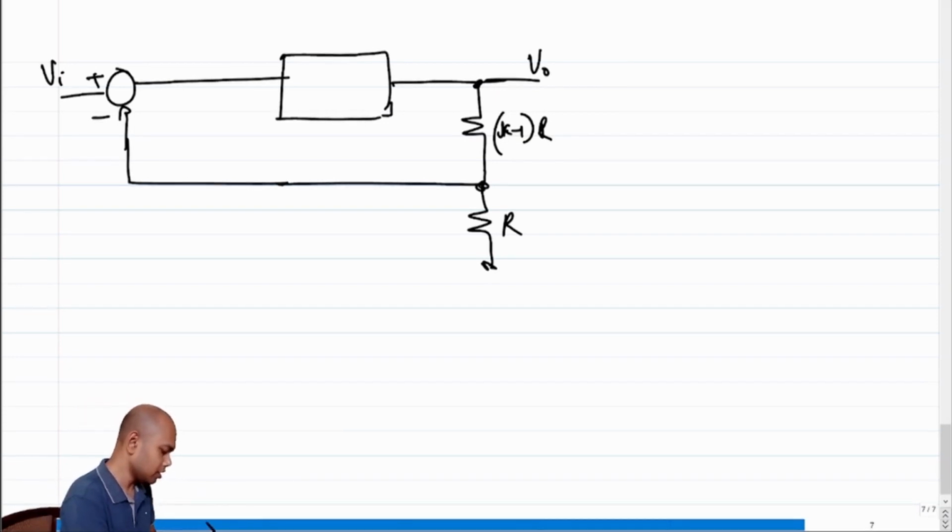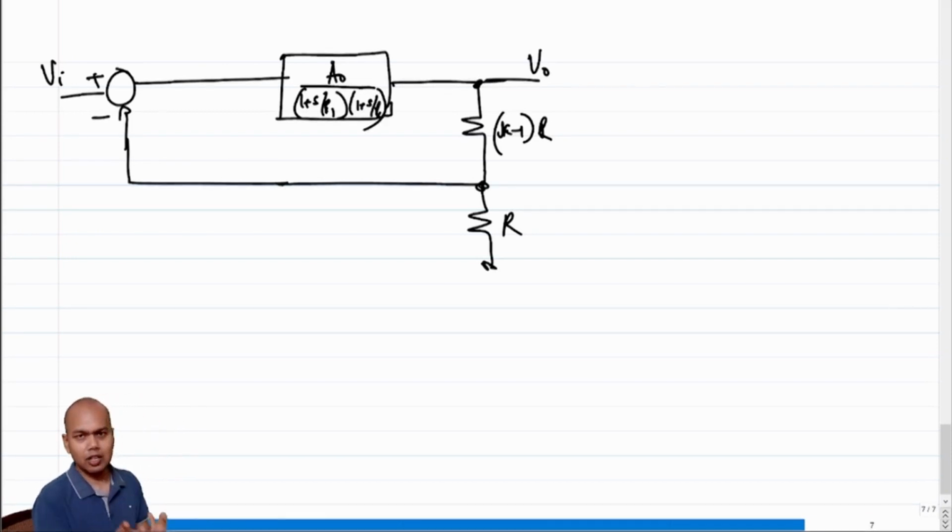Okay, so now this block has some poles. Let's call the gain, or the transfer function at DC, of this block A0, and let's say we have 1 plus s by P1 and 1 plus s by P2, two poles, similar to the common source amplifier transfer function that we just did. So what will be the impact? We can go around and do our analysis, but even before that, what I would like to do is give you an intuitive feel of why this becomes critical.